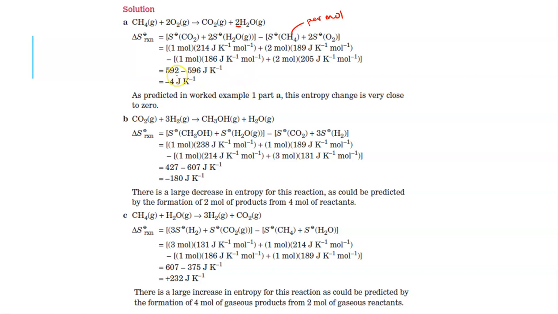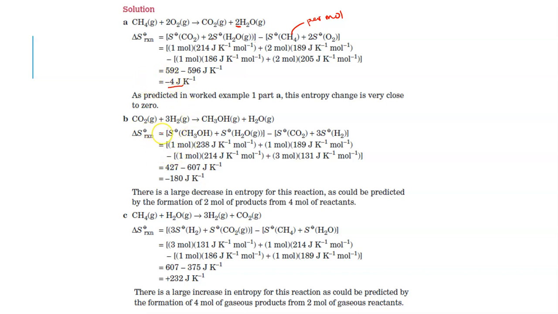When you do this, you should end up with 592 minus 596 joules per Kelvin, and it's going to have a negative entropy value. So we can see that it's very small, but it's very close to 0, as we predicted in the earlier questions.